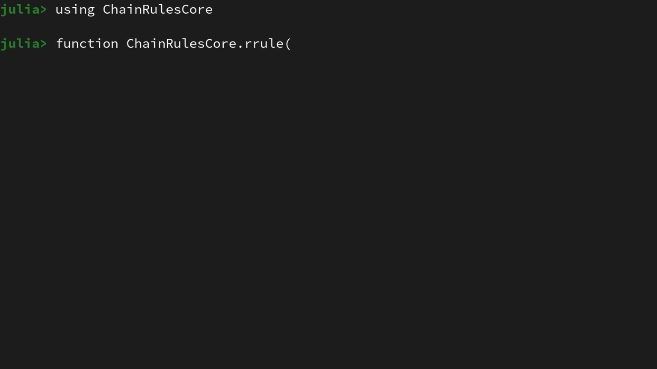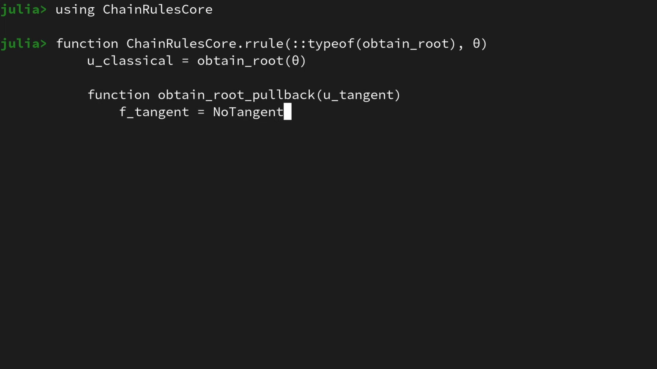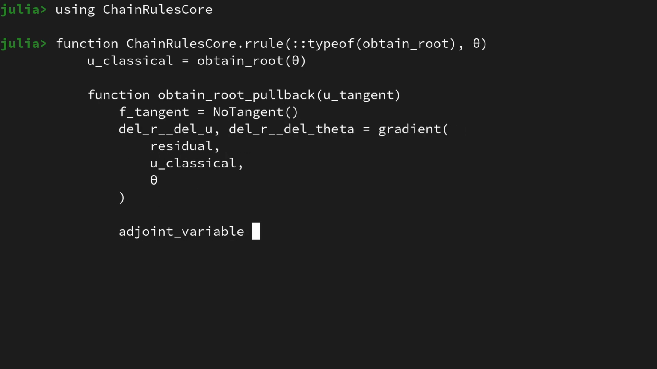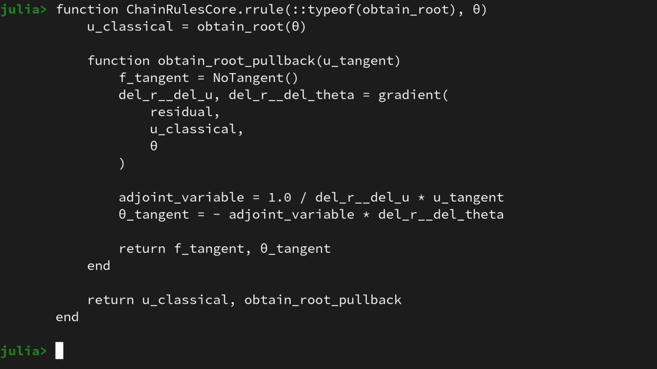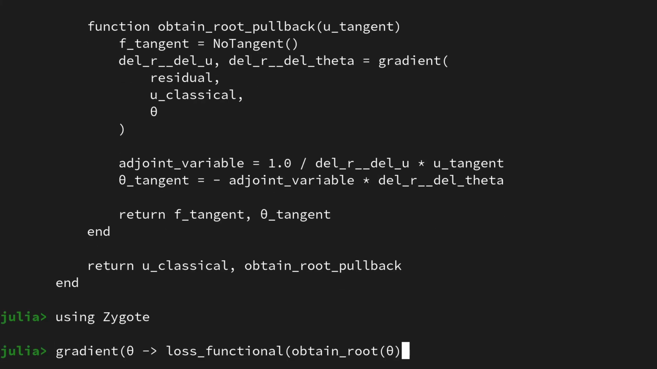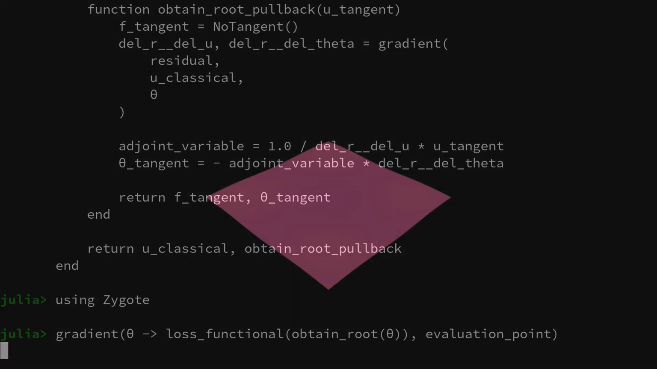In this video, we're going to use the ChainRulesCore package in Julia in order to define custom adjoint rules which allow us to propagate derivative information over the solution to a nonlinear equation. We can then conveniently use Zygote in order to take derivatives over this expression. Let's get started.